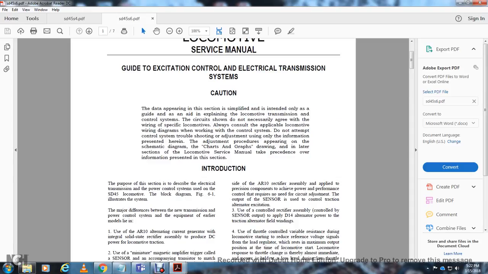in this section. Introduction. The purpose of this section is describing the electrical transmission power control system used on the SD45 locomotive. The block diagram, figure 6.1, illustrates this system.